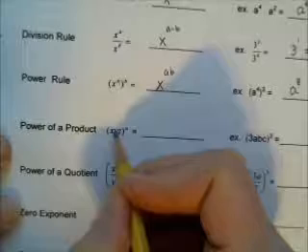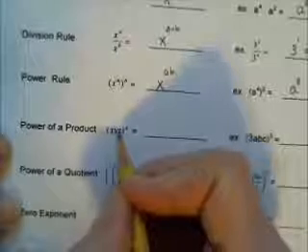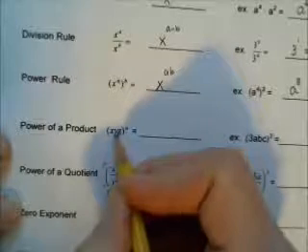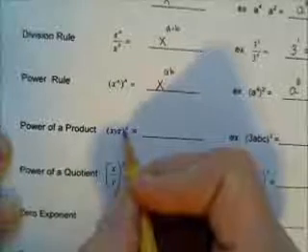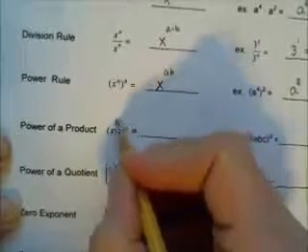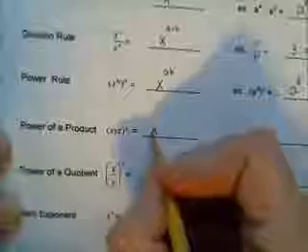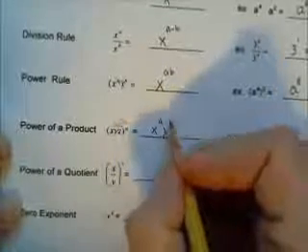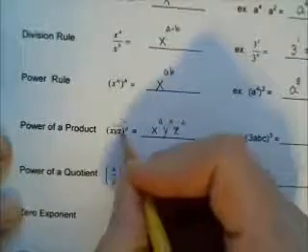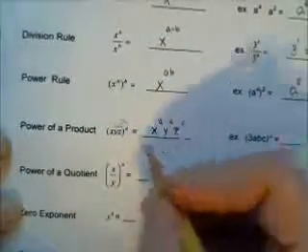The power of a product rule says that if you have two or more things multiplied together, these are factors. If you have factors, not terms separated by a plus sign, but factors that are multiplied together, and this entire set of factors is raised up to some power, this is called a, then what you do is you take this a exponent and you apply it to every single factor in the parentheses. So this would be x to the a times y to the a times z to the a. The a gets applied to everything as long as it's not a plus sign in between, which would make these terms, and they're not terms, they're factors.